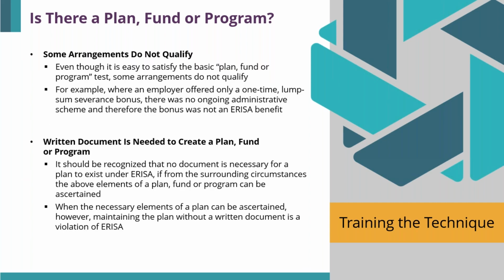Now, if it's determined there's a plan, fund, or program, some arrangements do not qualify. So it's easy to satisfy the basic plan, fund, or program test. For example, if an employer offered a one-time lump sum severance benefit, there is no ongoing administration. Now, if it's determined that you have a plan, fund, or program, a written document is needed to create a plan or fund.